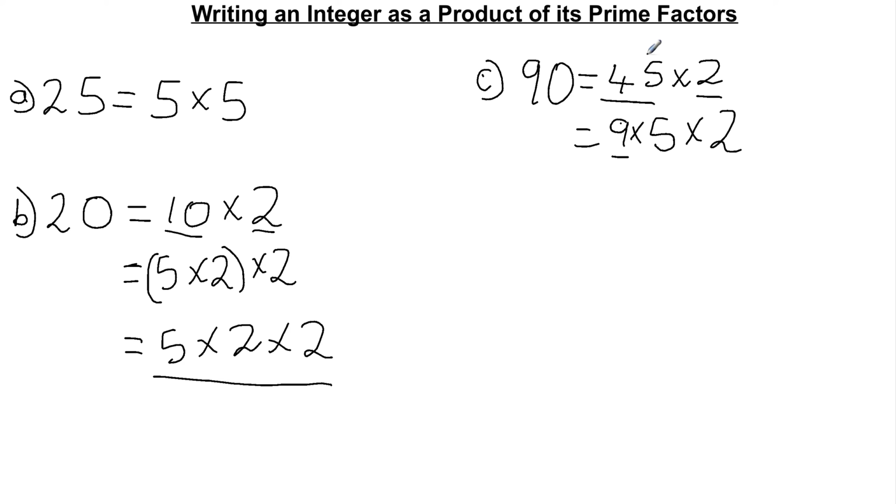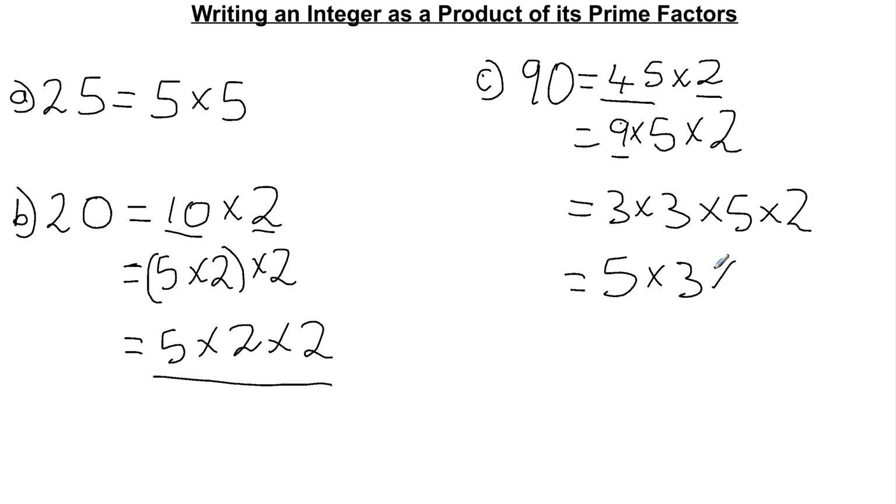However, 9 is still not a prime number, so we haven't written 90 as a product of its prime factors. 9 can be written as 3 times 3, and then we multiply that number by 5 and by 2. So now to make it look nicer, we can start with the bigger number followed by the smaller numbers. So now this is 90 written as a product of its prime factors.